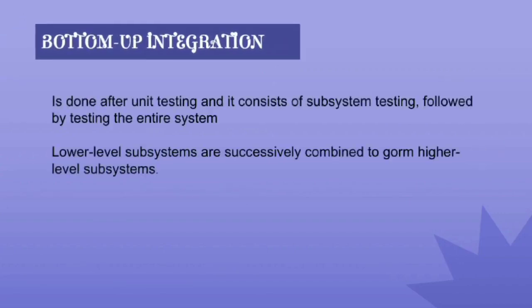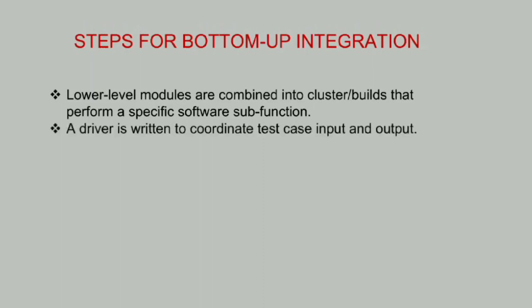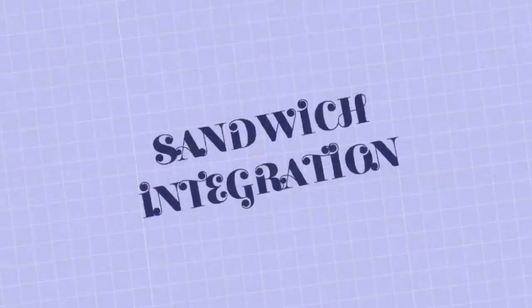Bottom-up integration is done after unit testing, and it consists of subsystem testing followed by testing the entire system. Lower-level subsystems are successively combined to form higher-level subsystems. Steps for bottom-up integration. Lower-level modules are combined into clusters and builds that perform a specific software subfunction. A driver is written to coordinate test case input and output. The cluster is tested, drivers are removed, and clusters are combined, moving upward in the program structure.